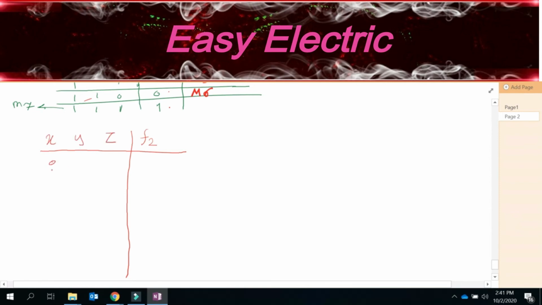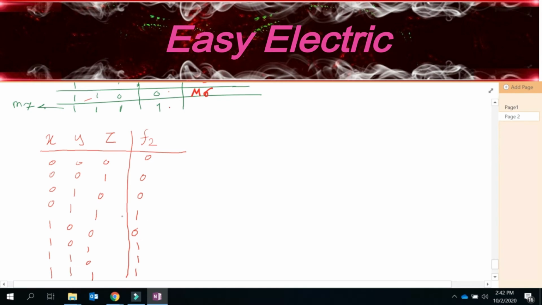As you expect, it has 8 rows, so I list all of them. This is 2^2, 2^1, 2^0, and the values go 0, 1, 0, 1, 0, 1, 0, 1. So the truth table says the function is 0 in these 3 rows, then you have 1 here, then again another 0 here, and then you have 1.